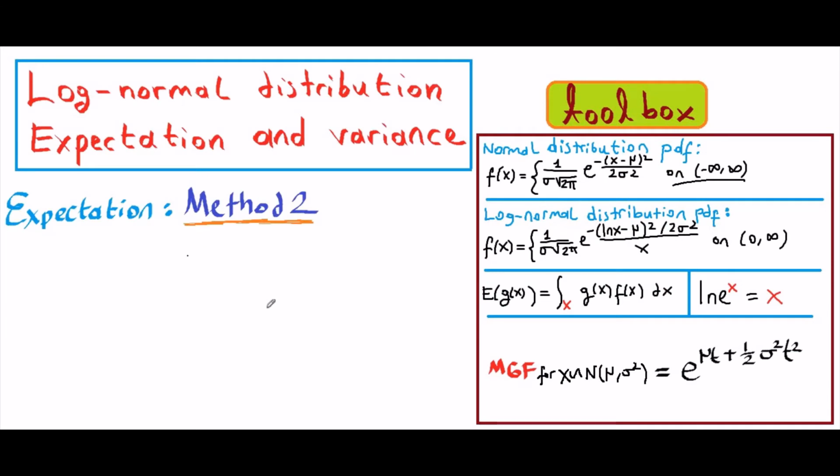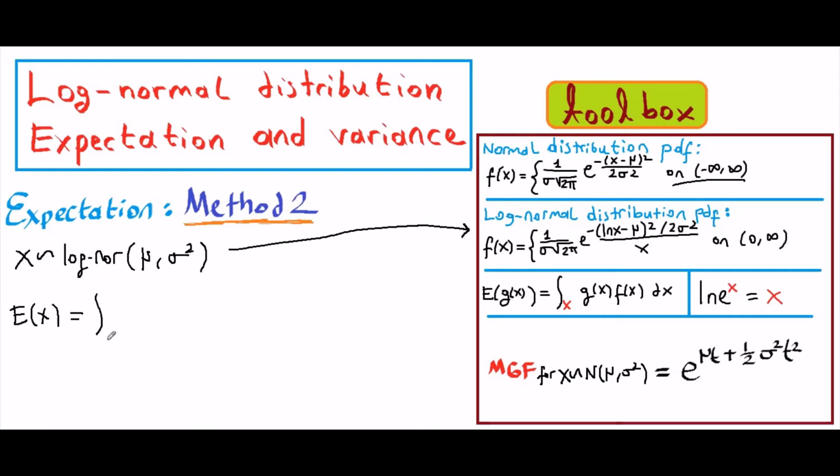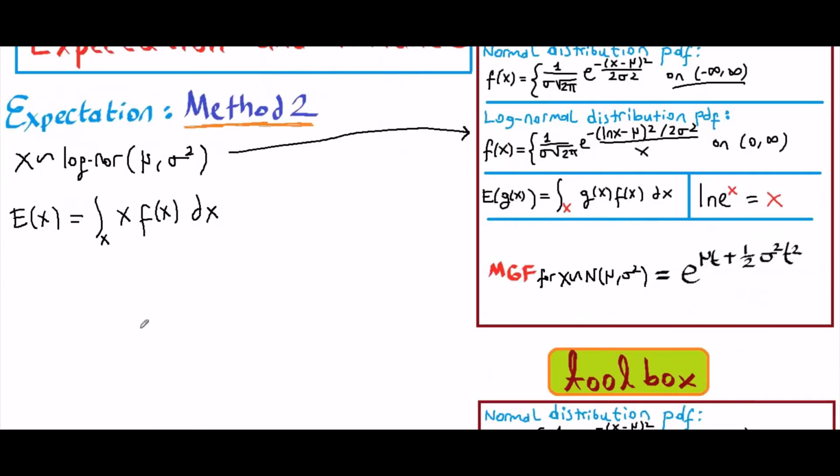In method 2, we're going to use direct application of the log normal distribution. So let x be log normal with the parameters mu comma sigma squared. Then our PDF will be this. The expectation, by definition, is equal to the integral over the region of x times the PDF f of x, dx. So let's apply the definition of expectation to our log normal distribution PDF.